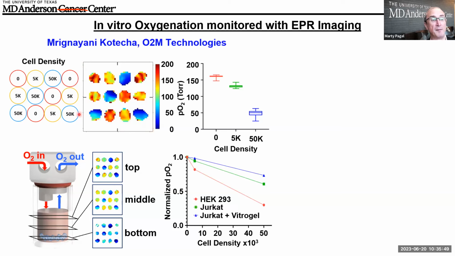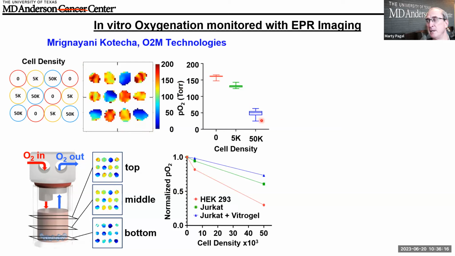So here's a plate of cells with different cell densities within each of these wells. You can see that with no cells in the wells, you have high oxygen, as you would expect. If you have a very large number of cells, then you have low oxygen. Those cells are consuming the oxygen pretty quickly. That can be seen in this graph where as you increase the cell density, you are going to have less oxygenation.